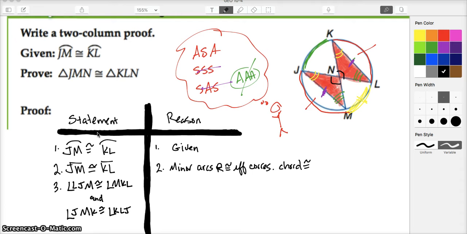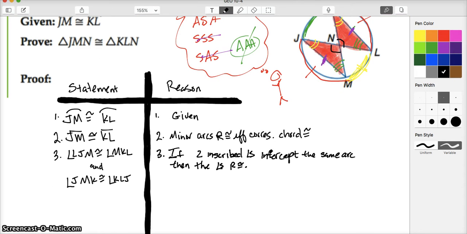And now our next bit of information is going to talk about these angles. If you take a look, angle LJM is congruent to angle MKL because why? Because they intersect the same arc, right? And then the same thing with angle JMK and angle KLJ. Those two angles that I've marked in green are congruent because they intersect the same arc. All right, so there's our logic from that last one: if two inscribed angles intercept the same arc, then the angles are congruent.